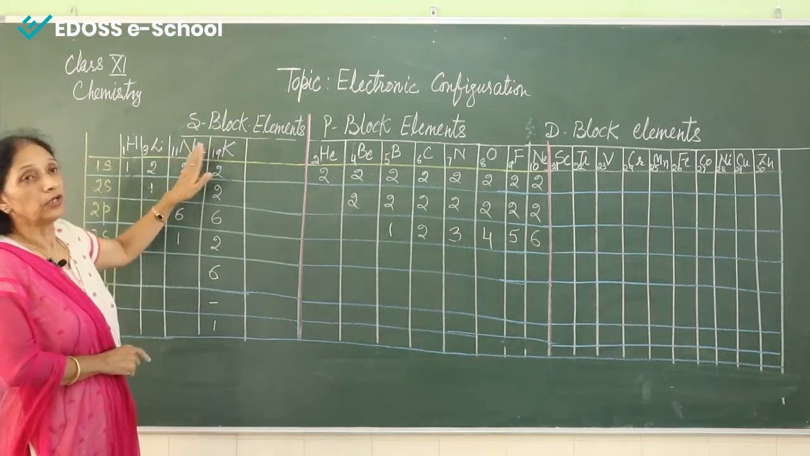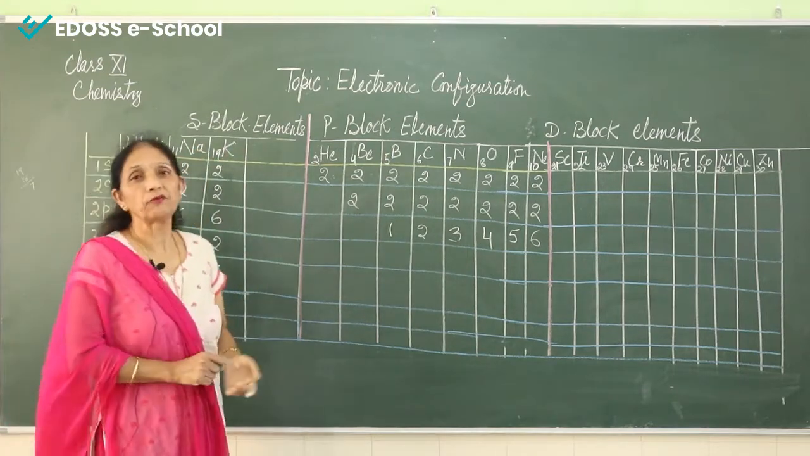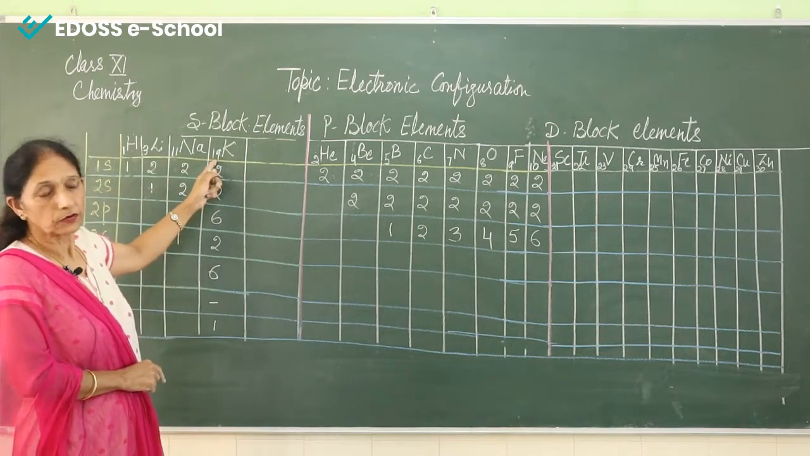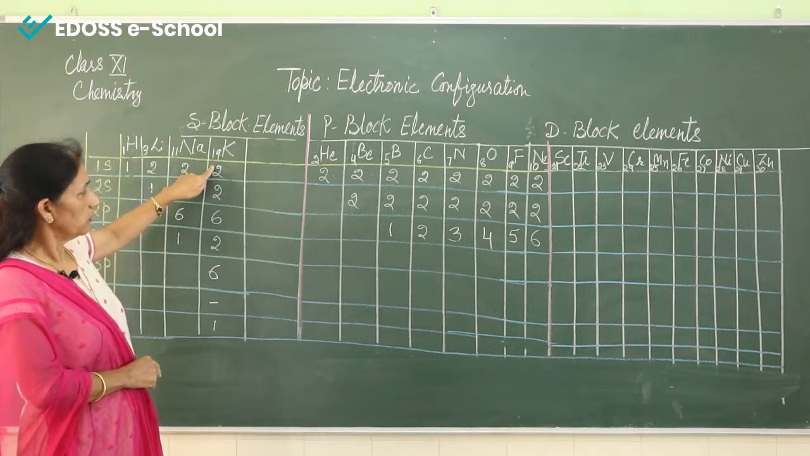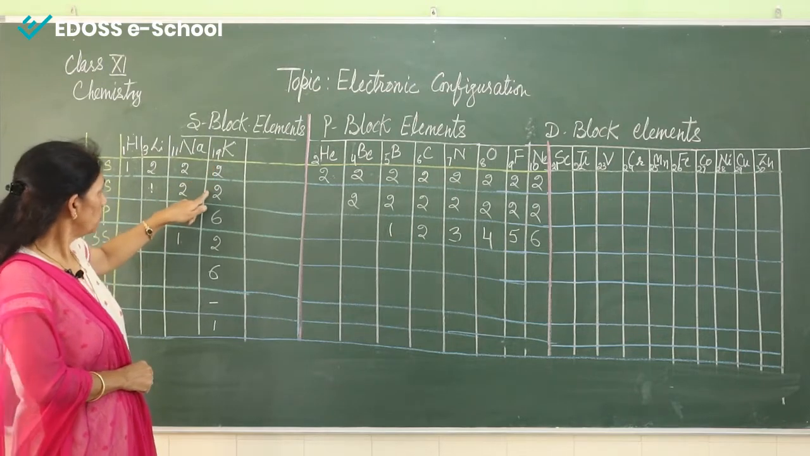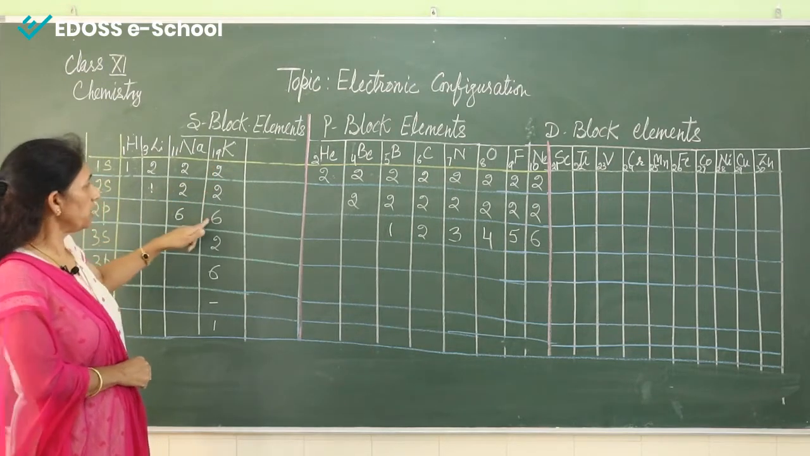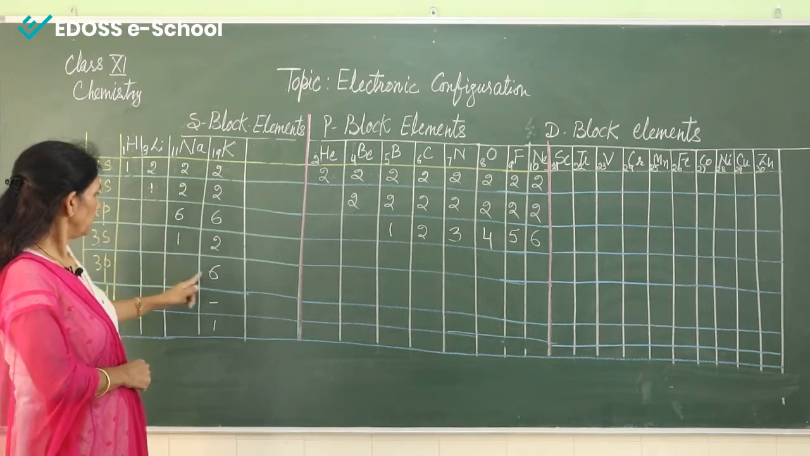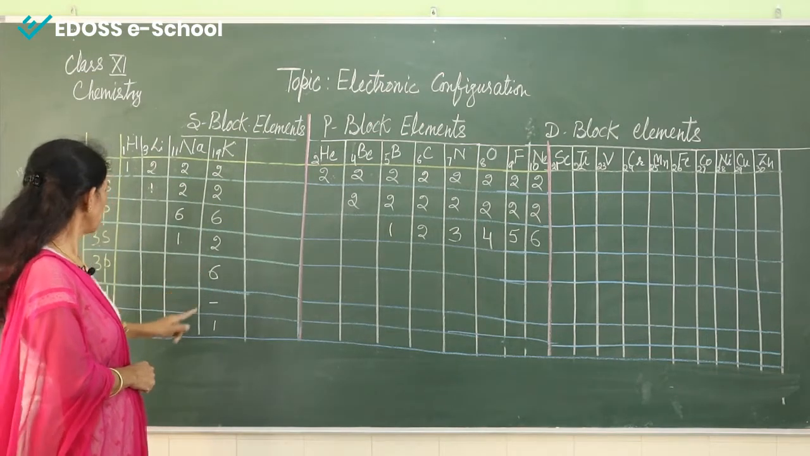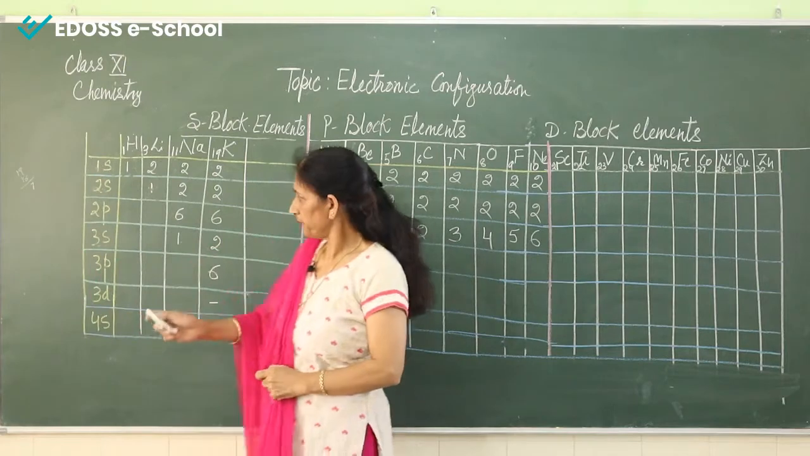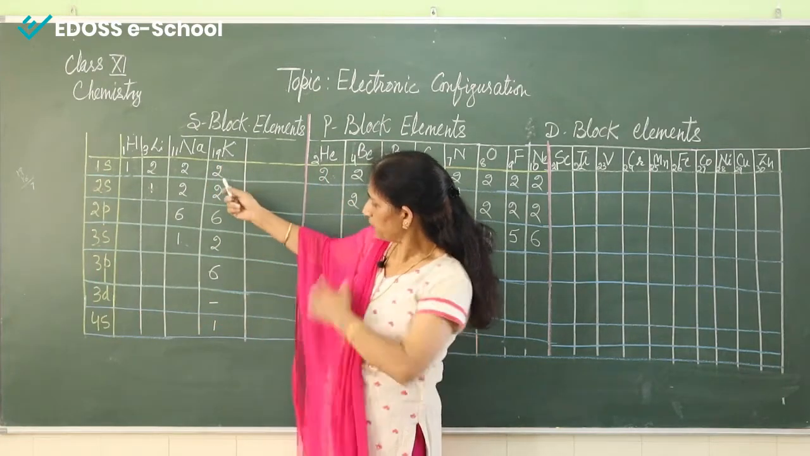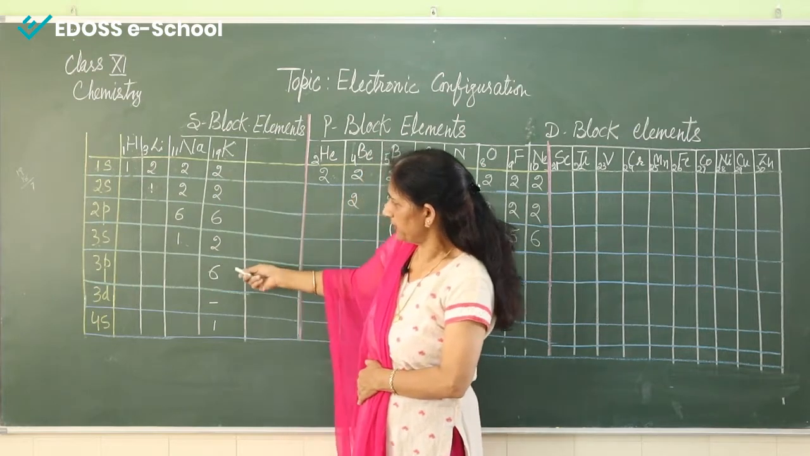Now we are coming to the electronic configuration of potassium. It is 19, so how will you write it for 19? 1s has 2, 2s has 2, 2p has 6, 3s has 2, and 3p has 6. Now see here, up to here 18 electrons have been completed.